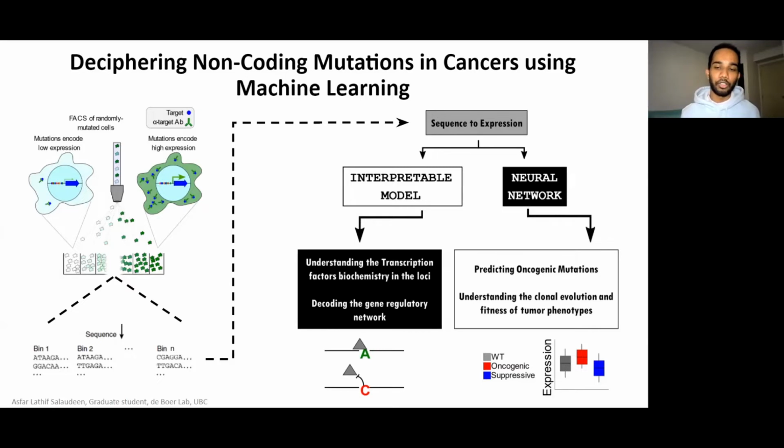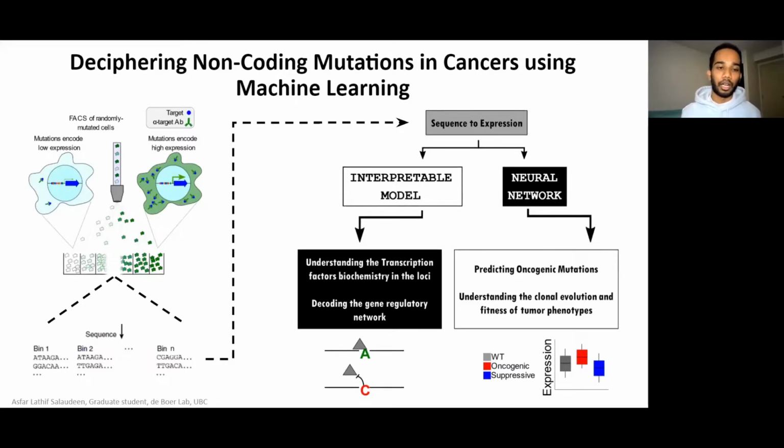Besides that, I'll also be building a neural network using this data, which helps us to estimate how a particular mutation in this sequence can change gene expression level. This will be very useful for us in predicting how new oncogenic mutations arise, and is also very helpful in understanding clonal evolution and how tumors can progress in a microenvironment.